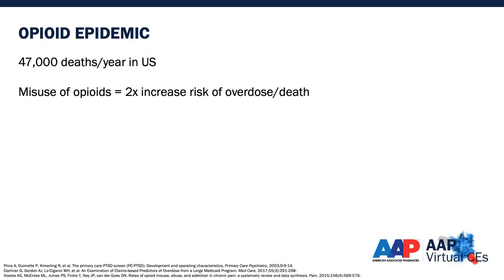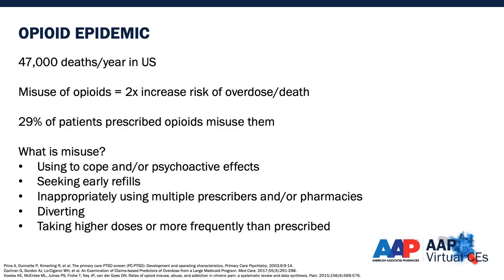The misuse of opioids is associated with a twofold increase in the risk of overdose or death. Now, that's really concerning because it's anticipated that 29% of patients prescribed opiates misuse them. And given how much they're prescribed, their frequency, you can see here that a twofold increase has a substantial impact. Now, what is misuse? Well, it could be lots of different things. It could be patients who are using opiates to cope and/or for psychoactive effects. It could be those seeking early refills. This is the definition of misuse. Inappropriately utilizing multiple prescribers and/or pharmacies, those who are diverting, that one's a little bit obvious, and those taking higher doses or more frequently than prescribed.